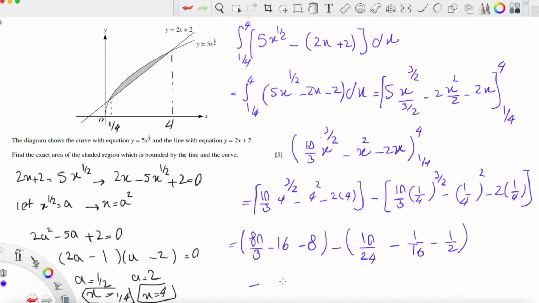If we calculate this expression, it will become 135 over 48, which is equivalent to the mixed number 2 and 39 over 48. So this is the final answer for this question.